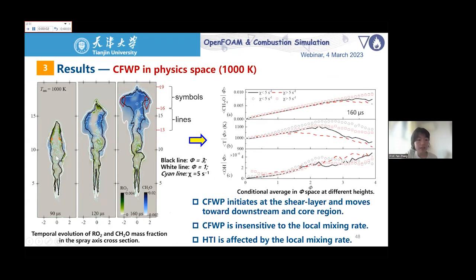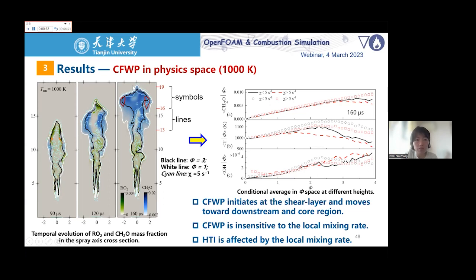Now let's look at the temporal evolution of the formaldehyde and the RO2 in the spray in this axial cross section. We find the cool flame wave propagation initiates at the periphery and moves towards the downstream and the core region. The high temperature ignition, you can see the red lines, is not in the direction of the cool flame wave propagation, but in the periphery of the spray plume and a little upstream of the flame tip.